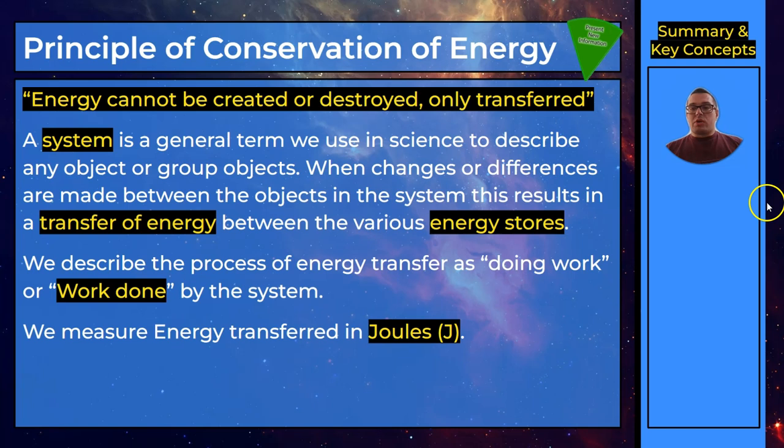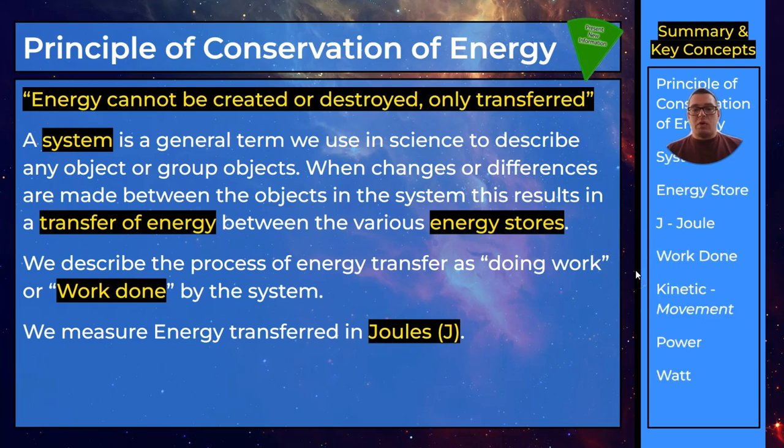Now the actual work done equation, which is work done equals force multiplied by distance, is listed in the specification in module P5, the forces module, which is actually in Paper 2. However, the principles that underlie that equation can still be relevant to the equations in this topic. So it's important just to have that in mind.